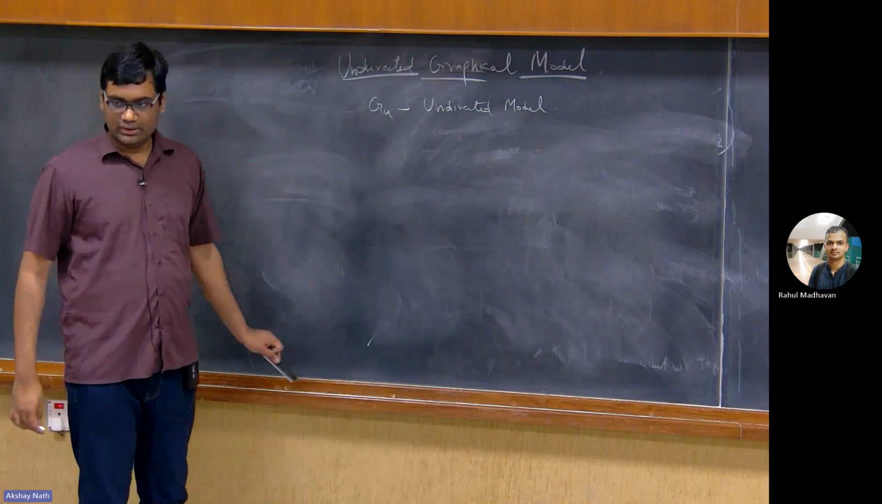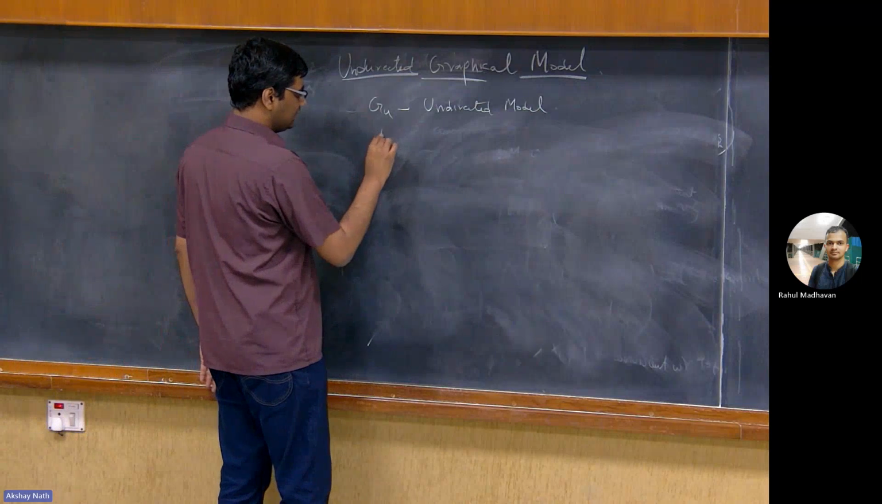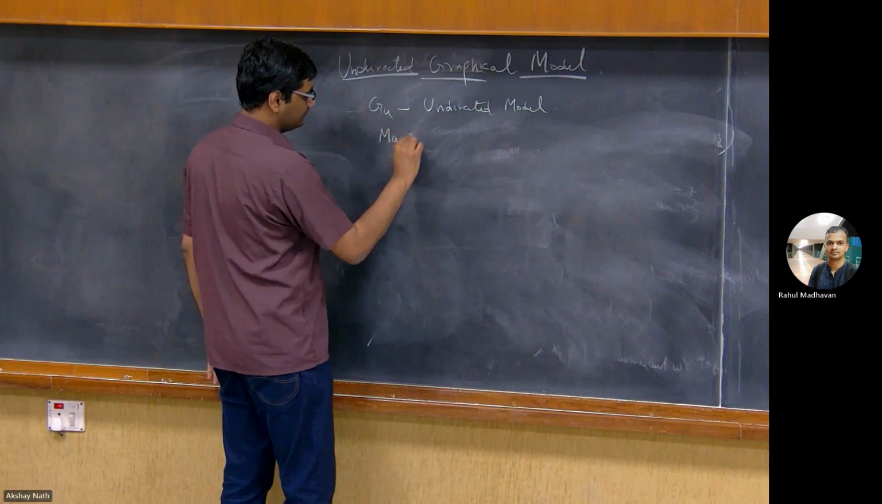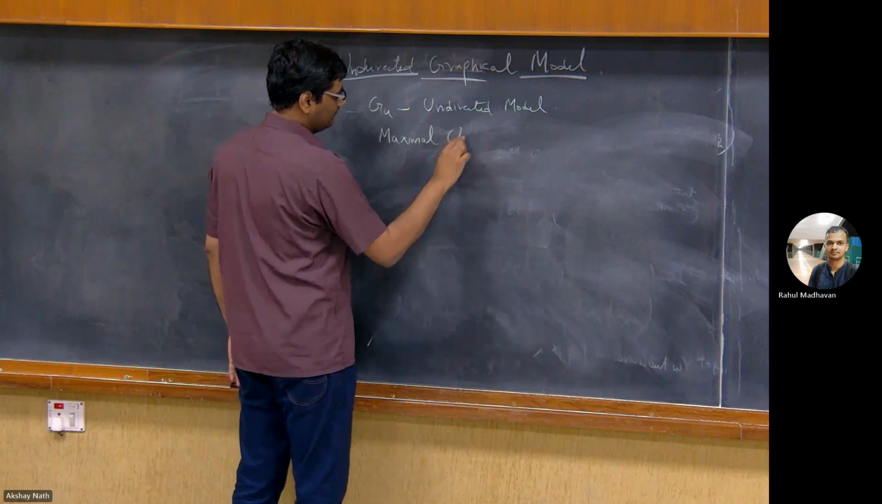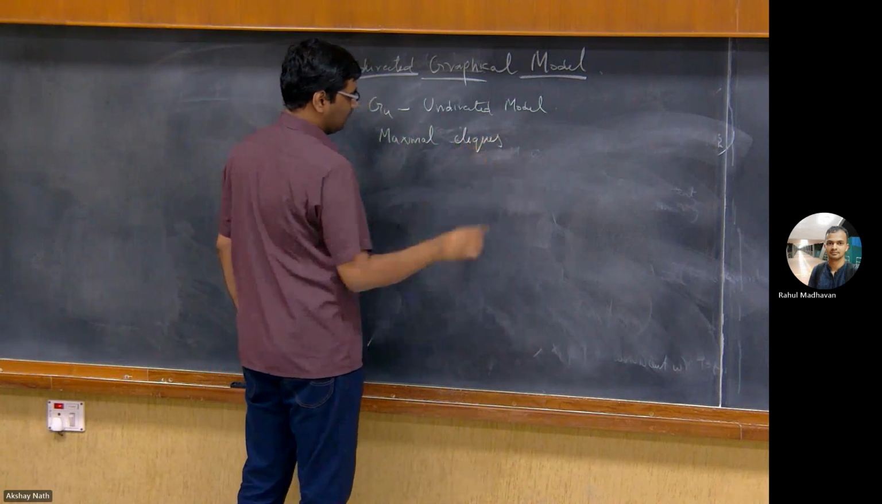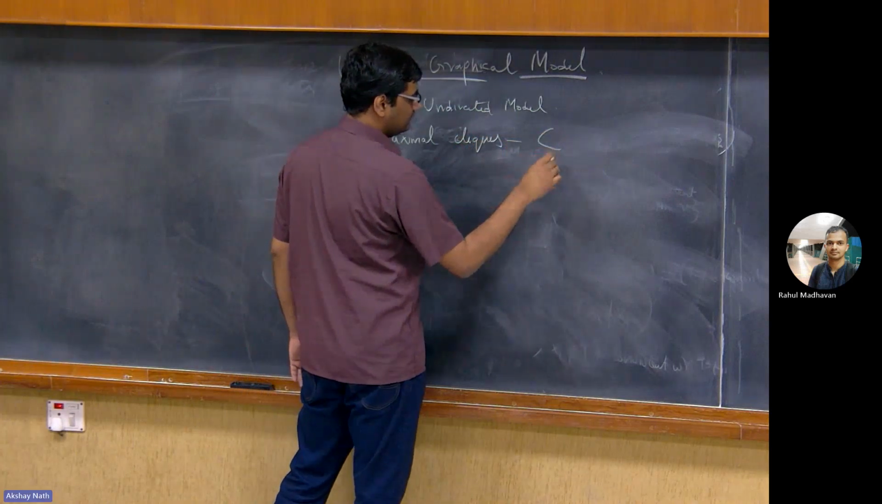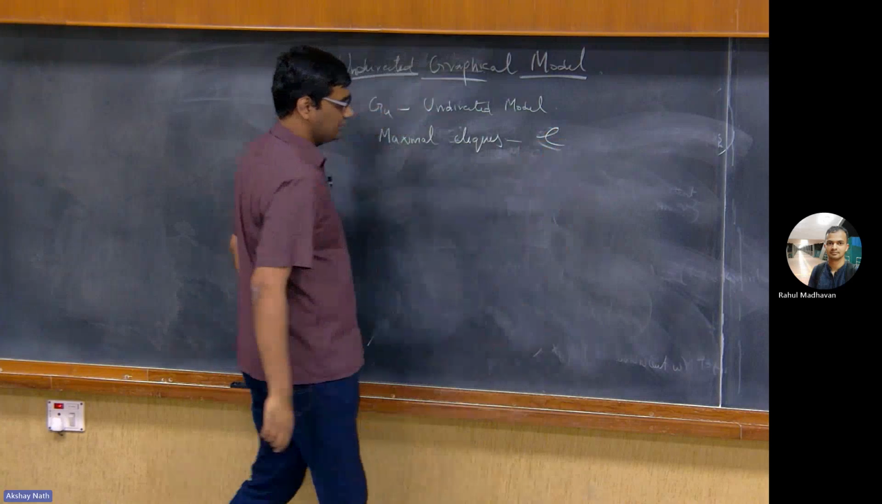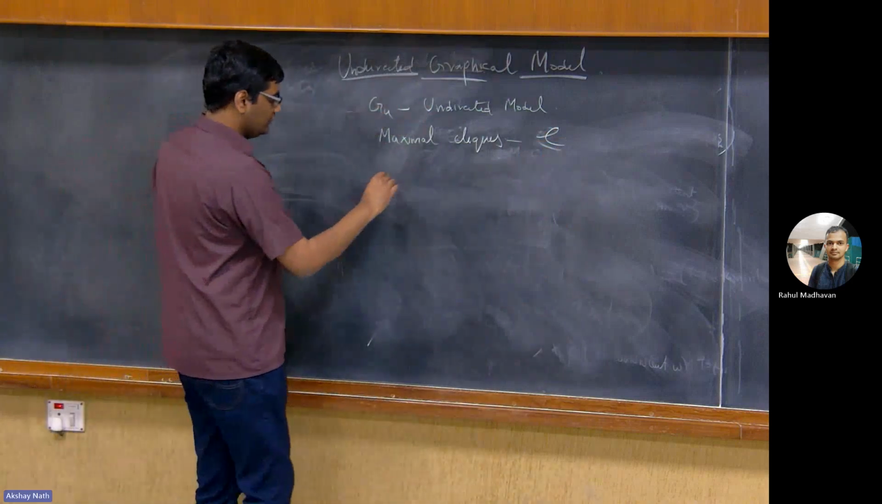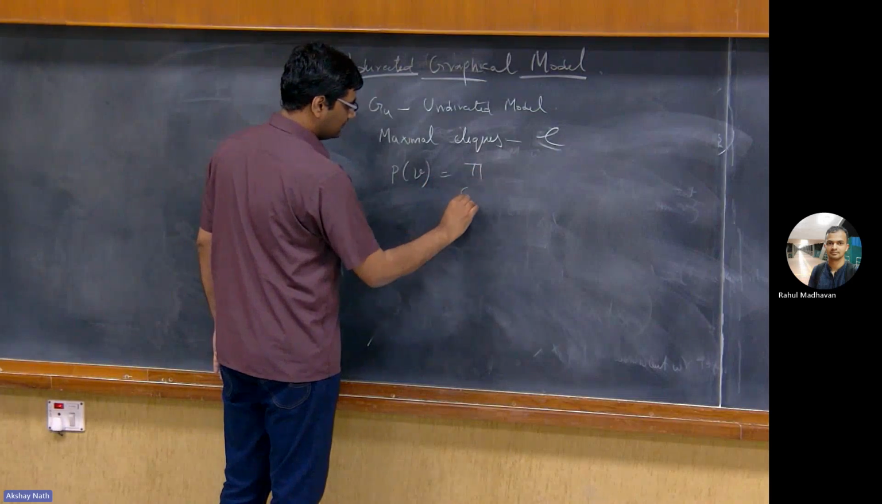Okay. So the way it's usually defined is the following. You take a bunch of maximal cliques in the graph, let's call it C or calligraphic C, and you just say the distribution over V factorizes as follows.